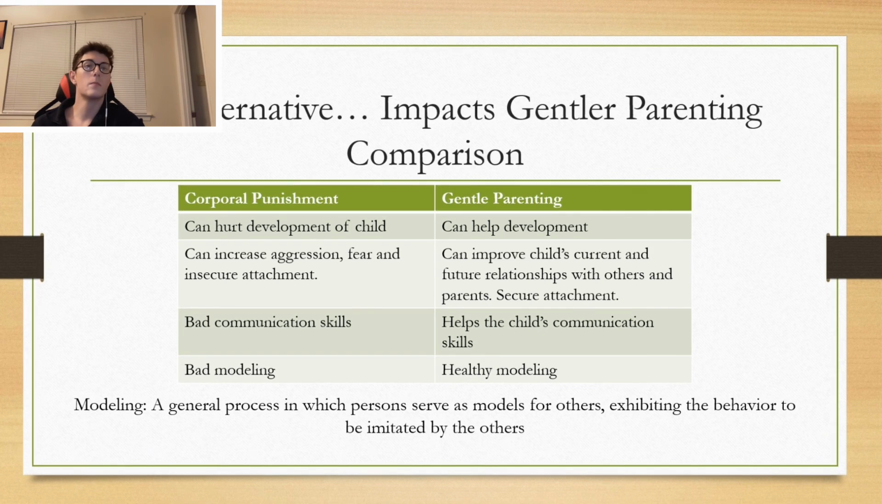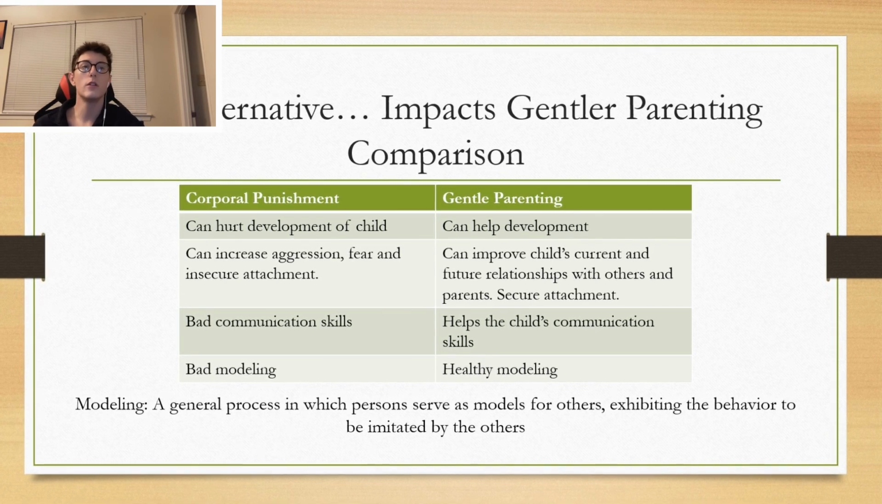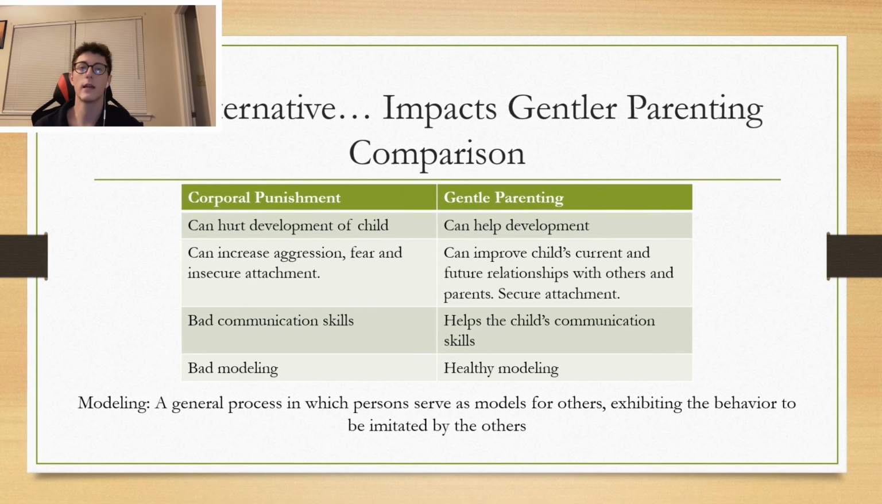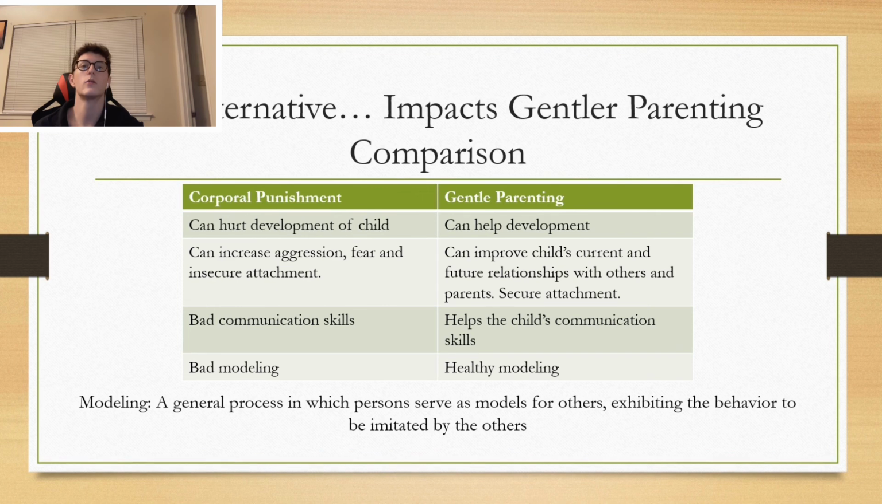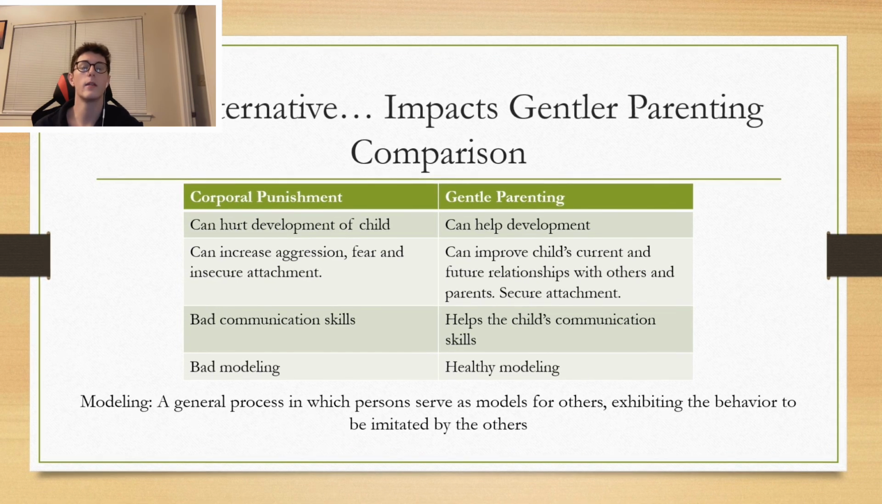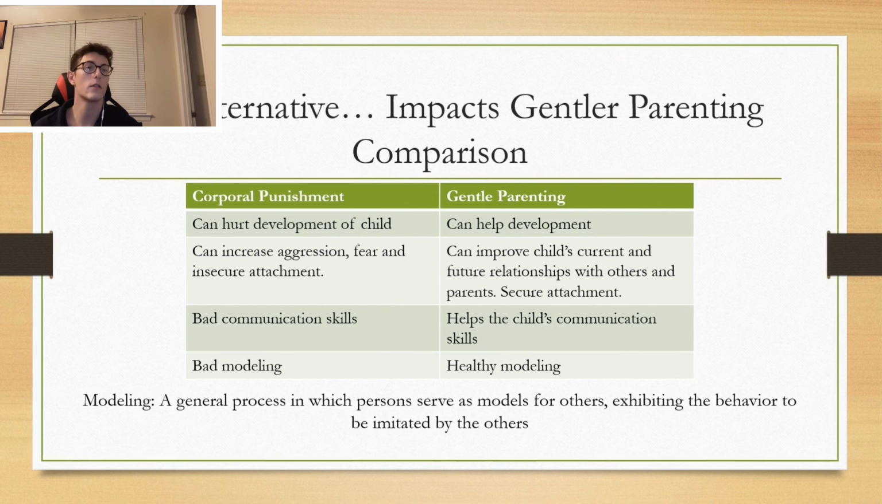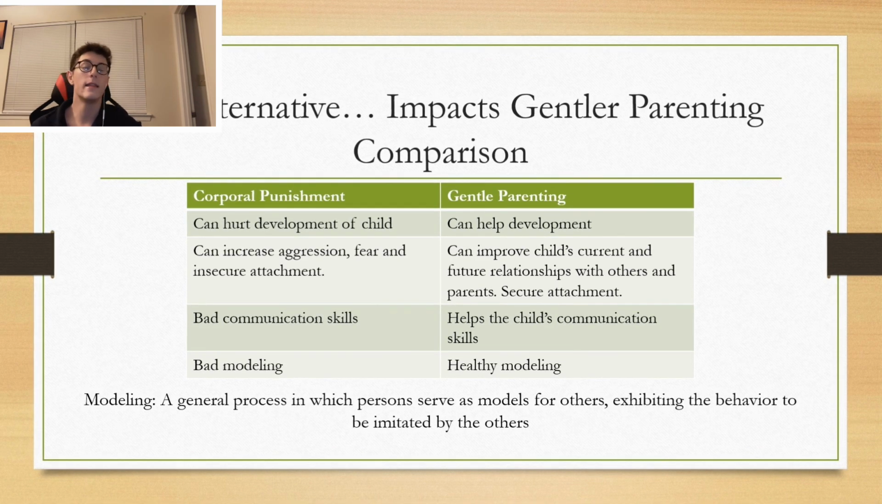In simpler terms, modeling is when a child learns what to do and what not to do by imitating a role model, most likely a parent or caregiver. So when related to corporal punishment, I think it becomes evident as to why spanking and hitting can lead to bad modeling for children. That concludes everything.